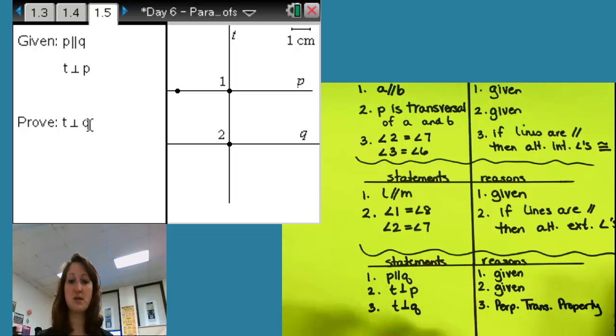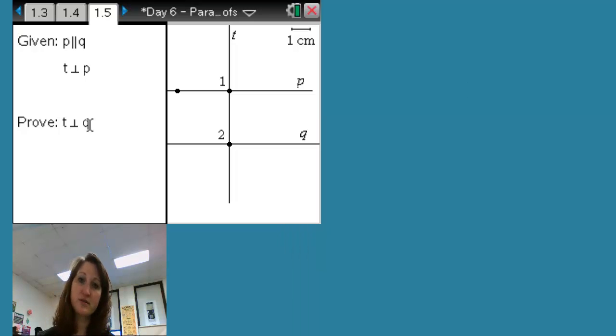So again, this is a pretty simple proof. Start off with our givens, and then the second step would be that T is perpendicular to Q because of that perpendicular transversal property.